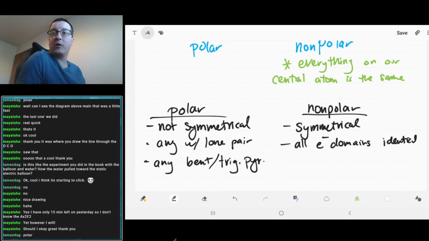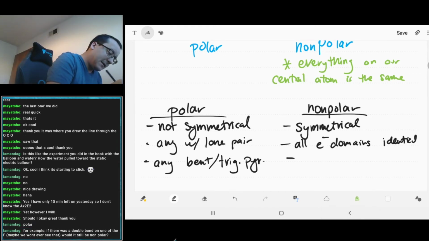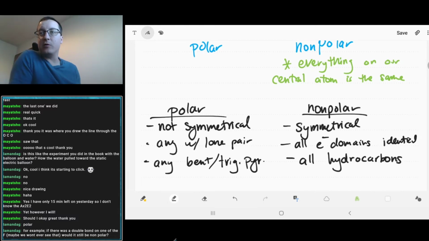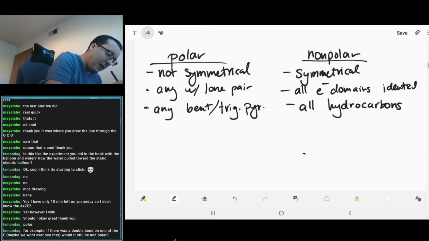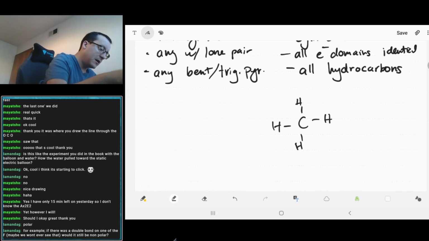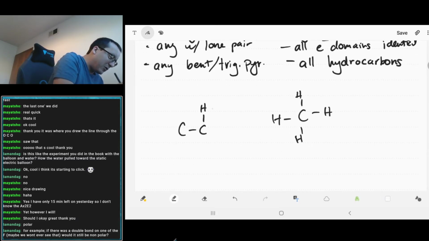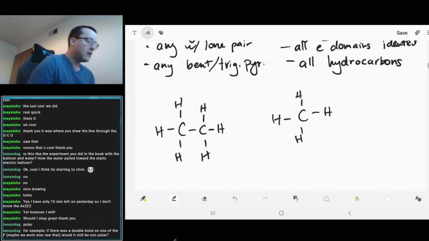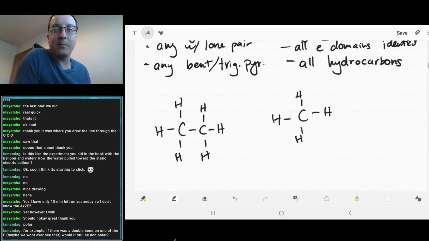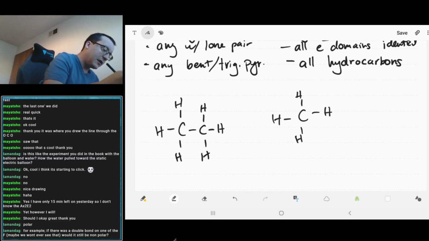One thing that I glossed over is that all hydrocarbons will be nonpolar as well. So we saw methane, right? Completely symmetrical. If we take another molecule, a little bit more complicated, here is ethane. It's also going to be completely the same. You will never see a double bond on F, but it would still be nonpolar.